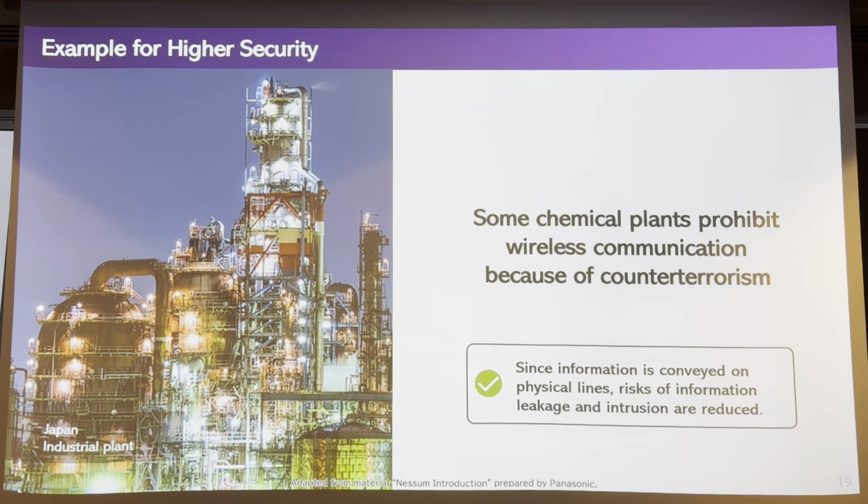The next one is an example of higher security. Some chemical plants prohibit wireless communication because of counter-terrorism. However, some of them adopted Nessum because of Nessum's higher security. Since information is conveyed on physical lines, the risk of information leakage and intrusion is reduced.